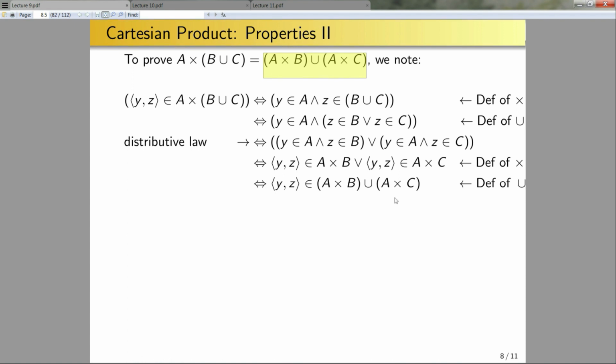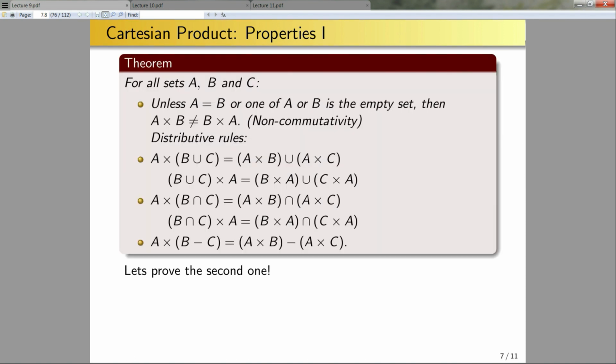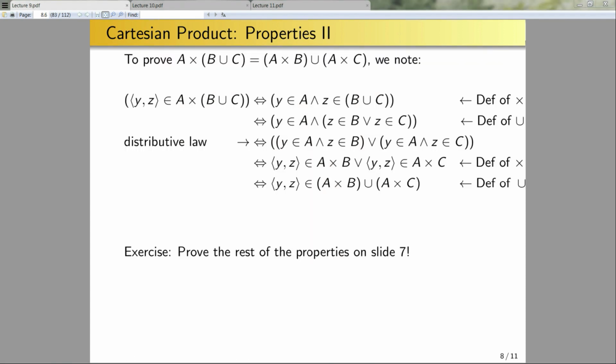So a good exercise would be to prove the rest of the properties on slide 7, and do keep in mind that any of these properties here could be fair game to have you prove on a midterm or a final. Okay, now that we've talked about Cartesian products, let's talk about relations.